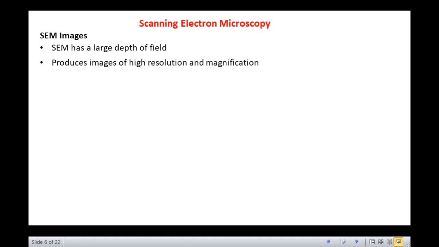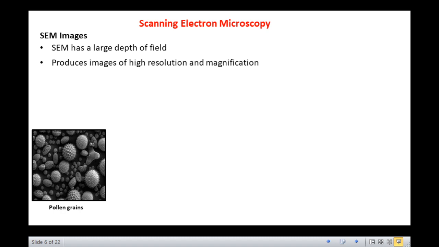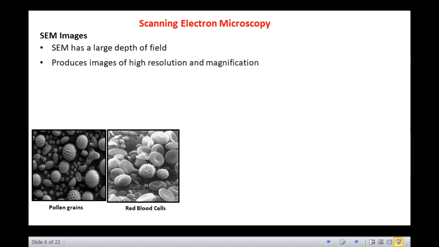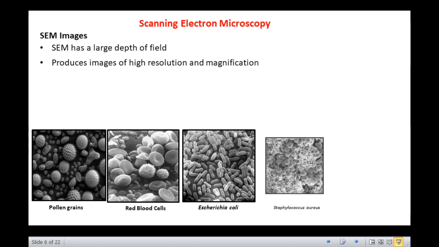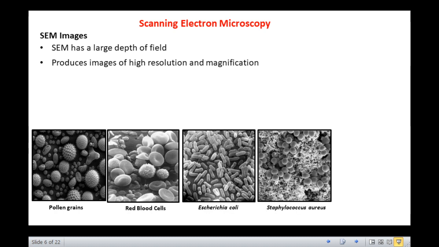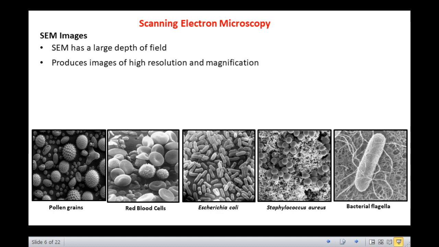at a high magnification. Let us see a few SEM images. This is the picture of pollen grains. These are red blood cells. These are our very own E. coli cells, and these are Staphylococcus aureus. In this picture, you can see the flagella of a rod-shaped bacterial cell. The flagella are extremely thin filamentous extracellular appendages which cannot be seen by light microscope.